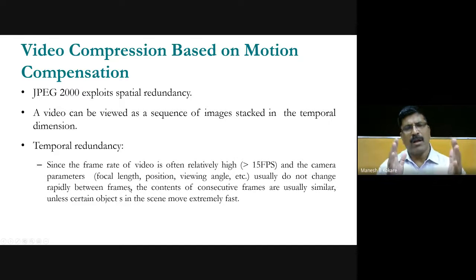For example, between two frames your focal length will be the same, position will be the same, viewing angle will be the same, and if there is no motion, basically if there is no change in the background, or this one object is not moving, then your first frame and second frame will be the same. So the content of consecutive frames are usually similar unless certain objects in the scene move extremely fast. So if the two consecutive frames are the same, then that is nothing but the temporal redundancy.